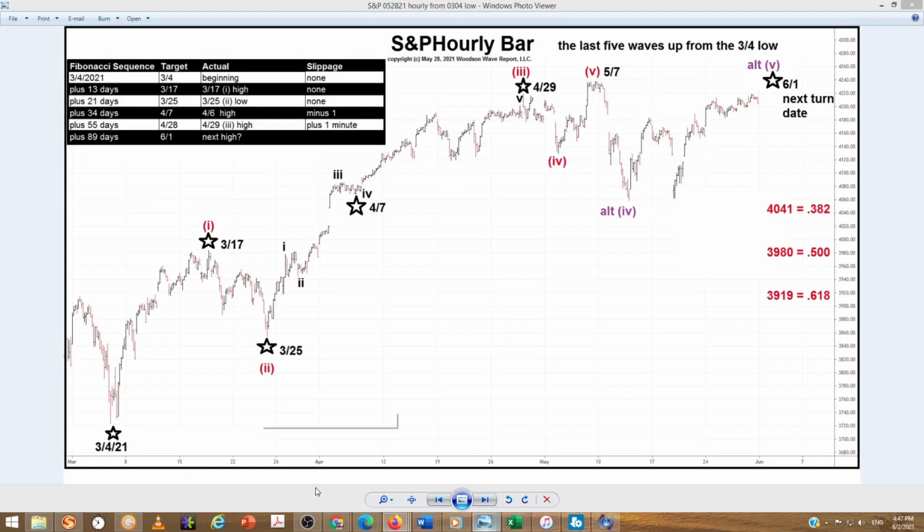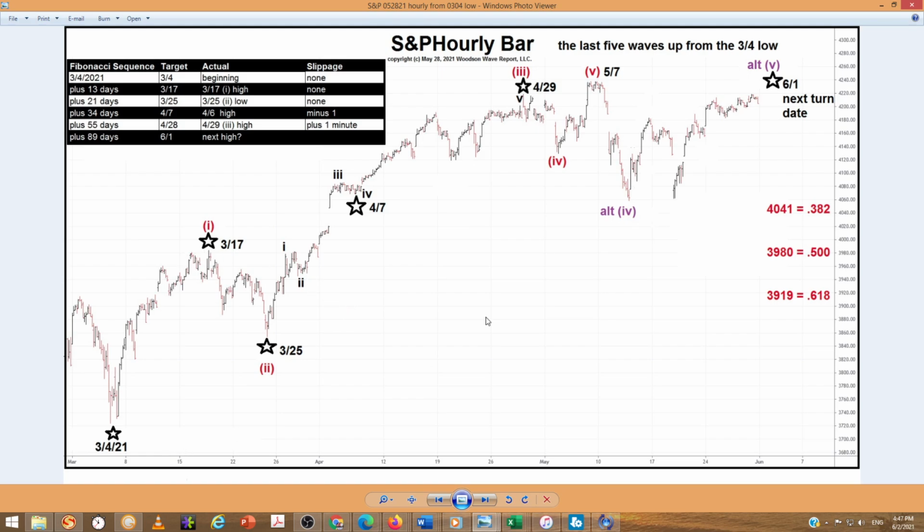We'll go from this 3-4 low with the turn dates here. Okay, and this doesn't have the last days. It's got up to the 6-1 yesterday's turn date, which it hit with that spike. And you can see this time spiral has caught every turn. And there's our alternate count where there's a 4 here and a higher 5. Okay, this is dangerously close to the all-time high on May 7th, and if it takes it out, then the alternate count comes into play. There's our retracement levels there, and that hit the next high.